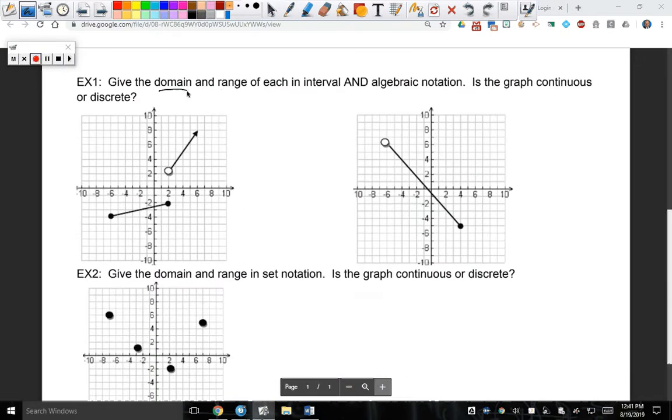And I want to give the domain and the range in interval and algebraic notation. And then we'll say if they're continuous or discrete. Okay, so here we go. Let's do the domain here, and let's do the range down here. Domain is x, range is y.